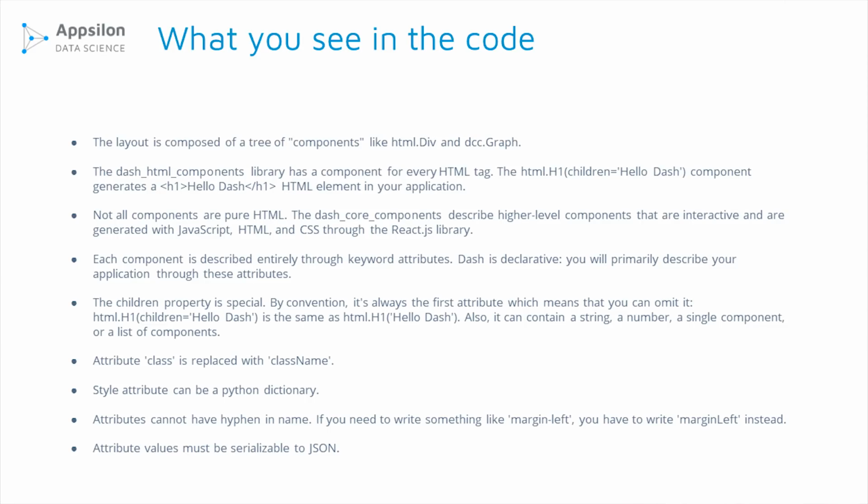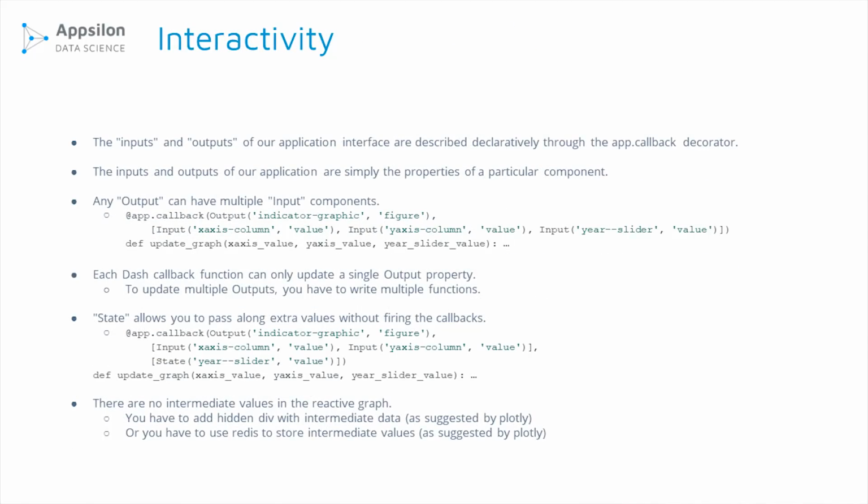And just remember that whenever there is a dash that you need to write, so for example, when you write margin-left, instead of writing the dash, you have to uppercase the next letter and remove the dash. So as you see in the example, instead of margin-left with a dash, you just write marginLeft. What's also important is that all the attribute values must be serialized to JSON. So there is no way of trying to push some objects that are not serializable. So you need to keep that in mind when you are creating the app.